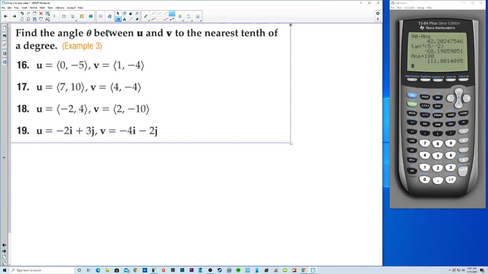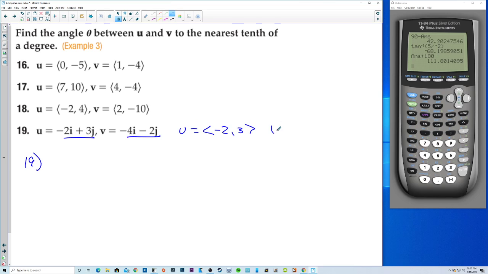Find the angle theta between u and v to the nearest tenth of a degree. How about we grab number 19? Number 19, because then I don't want this to be confusing to you. That is exactly the same as u being -2, 3, and v being -4, -2. All right, so we need the dot product. What are we doing? Angle. So cosine of theta is equal to, multiply the x's, 8, multiply the y's, -6. Then I need the magnitude of u, which is square root of 4 plus 9, and the magnitude of v, which is 16 plus 4.